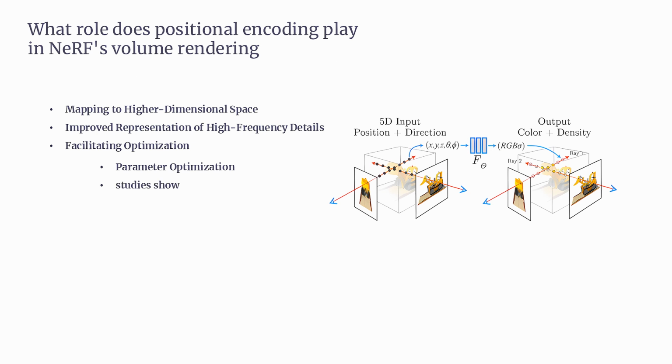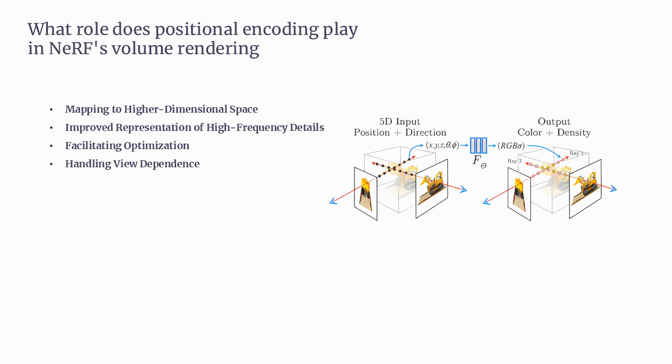2. Studies show. Studies have shown that models that include positional encoding outperform those that don't, particularly when dealing with complex scenes that have significant variation in detail. This suggests that positional encoding is crucial for handling intricate geometries and producing more accurate results.